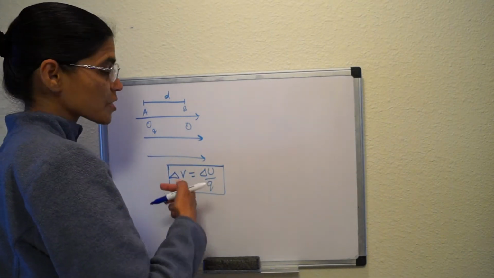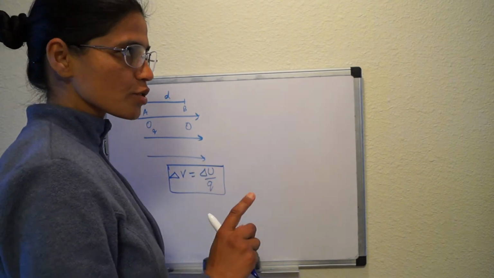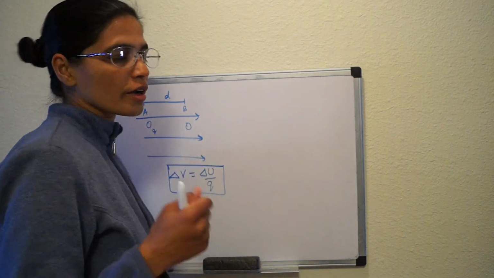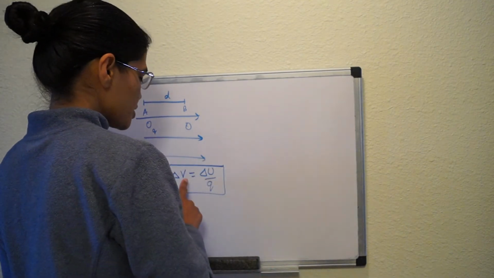Remember, this is a potential difference. Delta V is a potential difference. It's a function of 2 points, okay? So we need to have 2 points to talk about the electric potential, and the unit is volt, right?